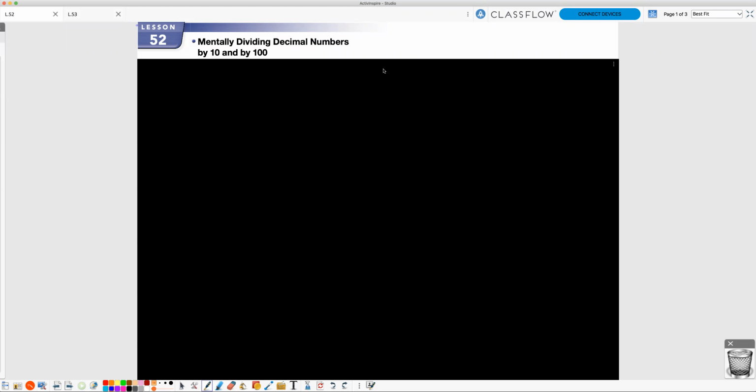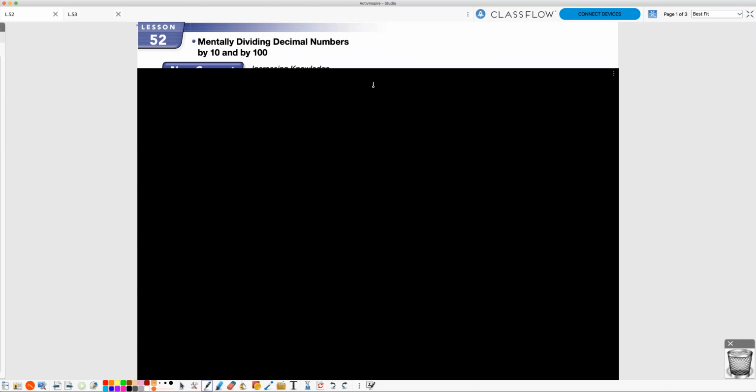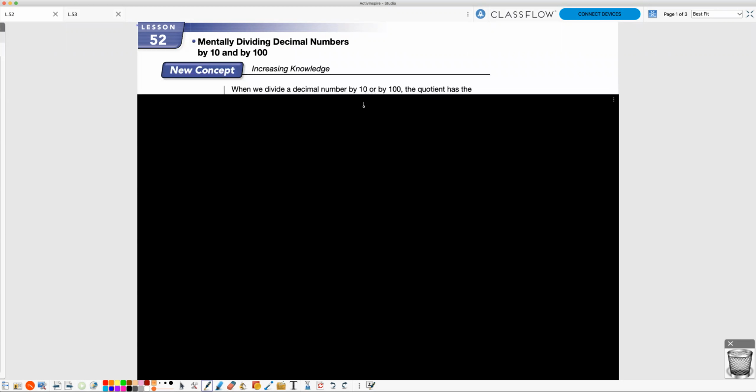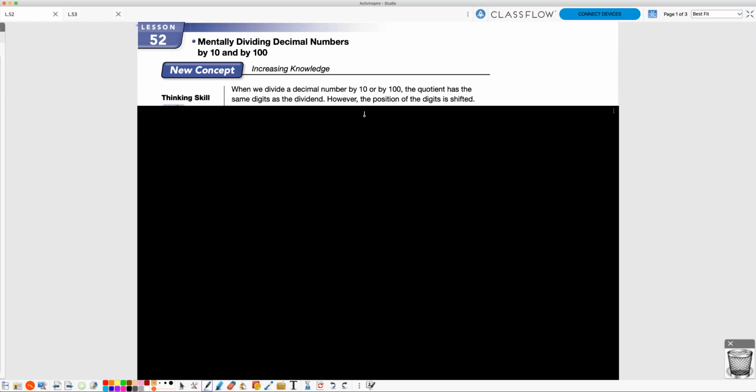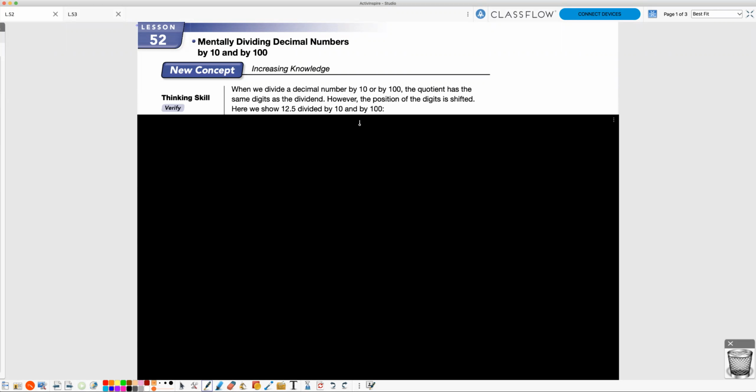This is lesson 52, mentally dividing decimal numbers by 10 and by 100. It's a new concept. When we divide a decimal number by 10 or by 100, the quotient has the same digits as the dividend. However, the position of the digits is shifted. Here we show 12 and 5/10 divided by 10 and by 100.